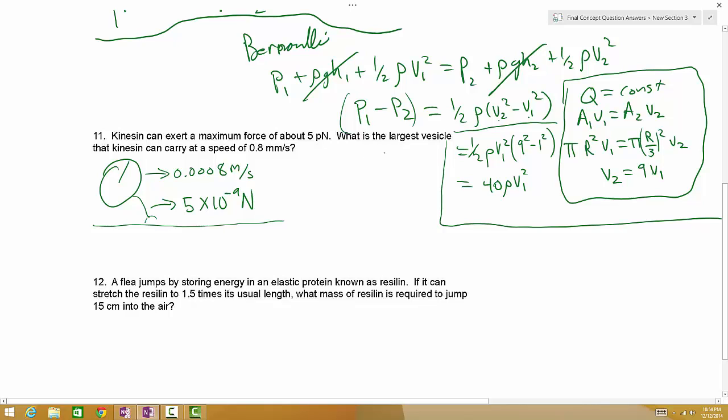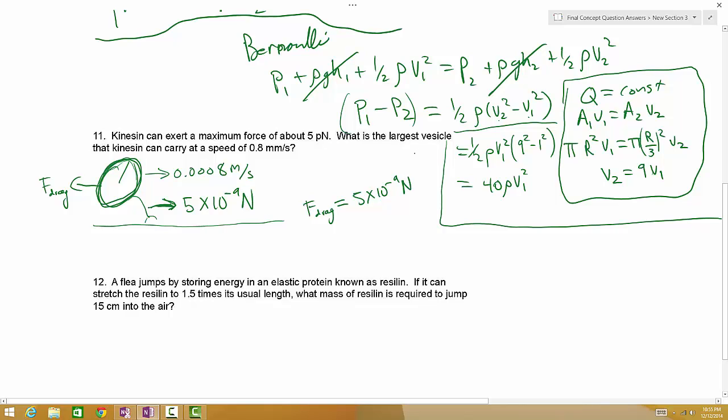If it's going to move it at a constant velocity, that means the net force on this vesicle is going to be 0, because constant velocity means no acceleration. So we have to have this forward force of the kinesin pulling on the vesicle equal to some backward force. This is probably inside some fluid, so there's going to be a resistant drag force, an F drag. So basically F drag is equal to 5 times 10 to the minus 9 newtons.